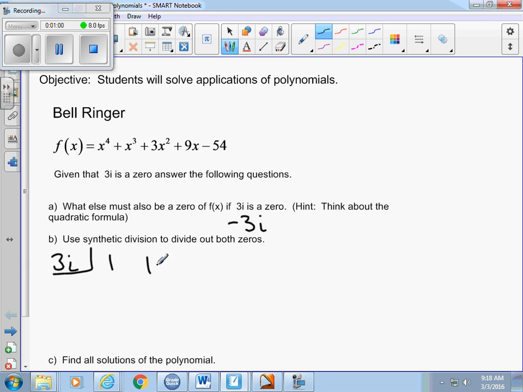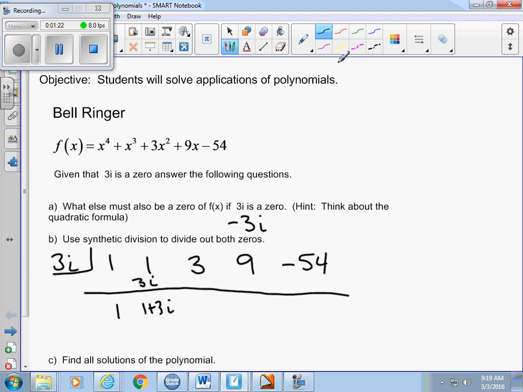1, 1, 3, 9, negative 54. Add down, multiply, add down. Can you add 1 and 3i? You just get 1 plus 3i. Multiply, which gives you 3i plus 9i squared.